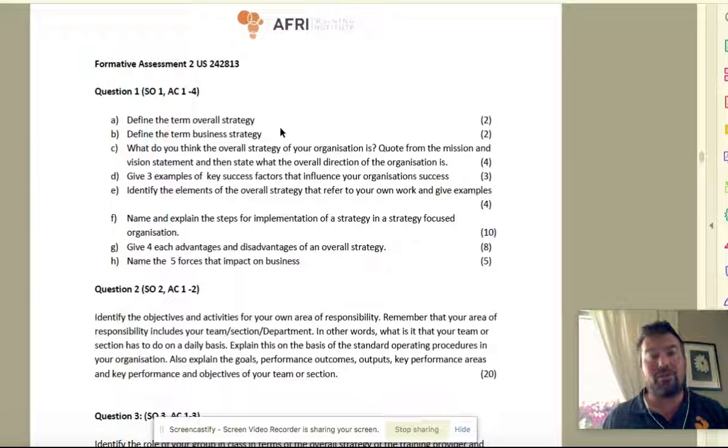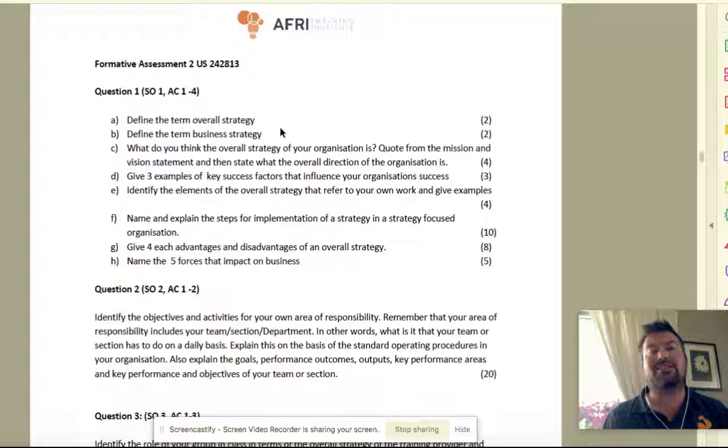Okay, so quote from the mission and vision statement, and then state the overall direction that your business is going in. One of the easiest ways is to connect with your website, and also to start having those discussions with your managers to try and understand what the mission, the vision, and the business strategy of your organization is. Then give 3 examples of key success factors that influence your organization's success.